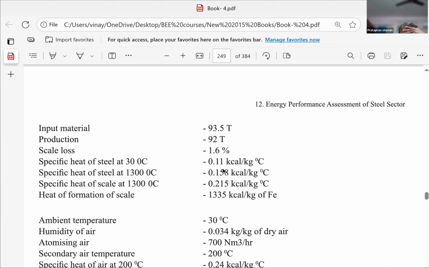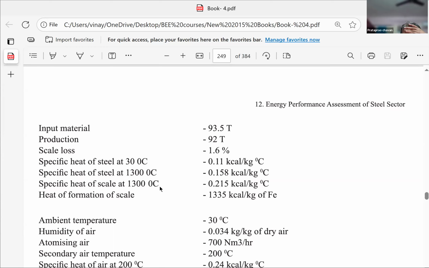Specific heat of steel at 30 degrees, 1300 degrees. Why 30 degrees? Because it's the atmospheric temperature. Specific heat of scale that is shaken off, that is about 1.5 tons. It has carried away so many kilocalories per kg per degree centigrade. The temperature loss in scaling, how will you calculate? 1300 minus 30, multiplied by 1.5 tons, that is multiplied by 1000 to get kgs, and this is the specific heat. Multiply mCp delta T again.